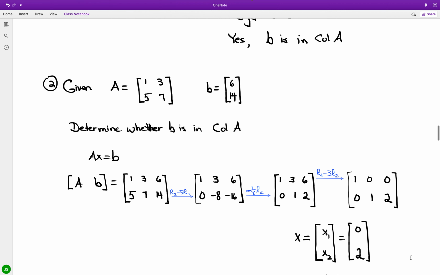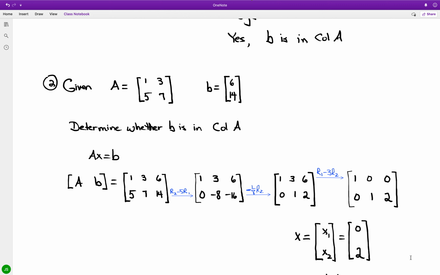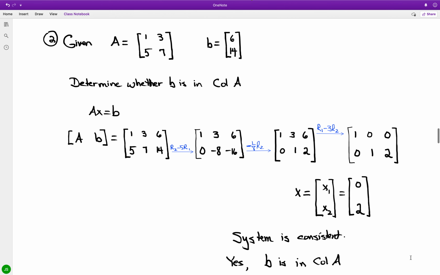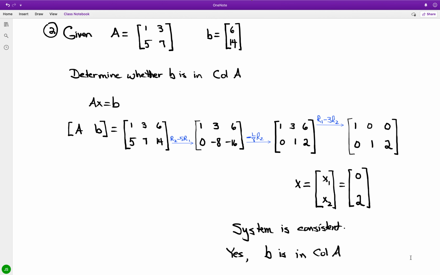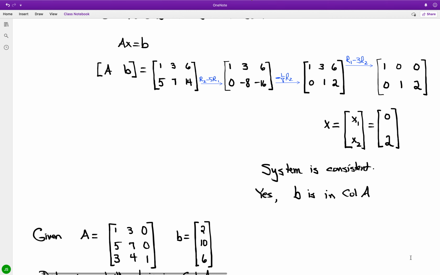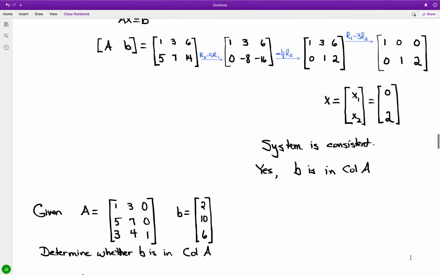And again, we have a consistent system with x1 = 0 and x2 = 2. So again, this vector b is also in the column space of A. And now let's say we're going from 2 by 2 to 3 by 3 matrices for A. Okay, so we have A as 1, 3, 0, 5, 7, 0, 3, 4, 1, and with b, we have 2, 10, and 6.